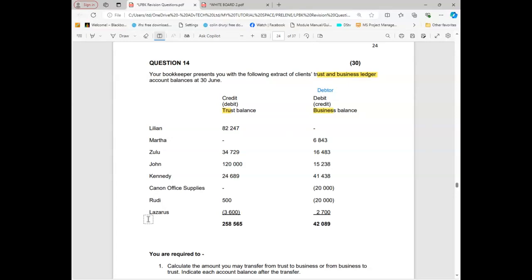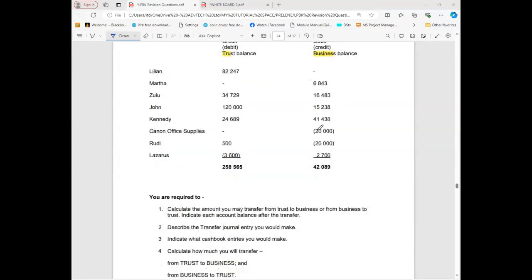Does Martha owe us? Yes. Martha owes us 6843. How much must we transfer now for Martha? Because Martha owes us 6843. So how much can I transfer? 6843. No, we can't, because there's nothing to transfer out of. There's nothing in her account. Martha will still owe us. Again, here there will be no transfer.